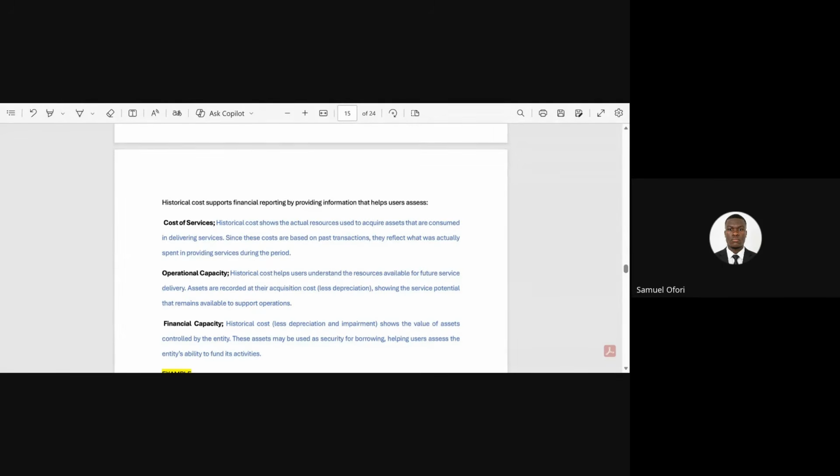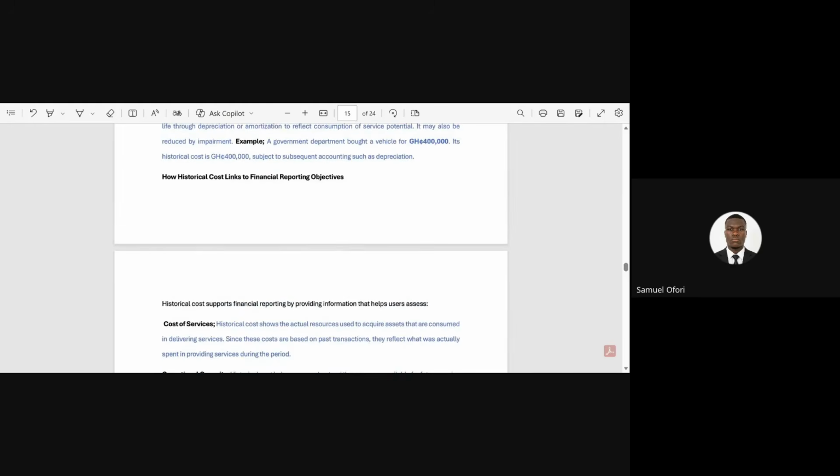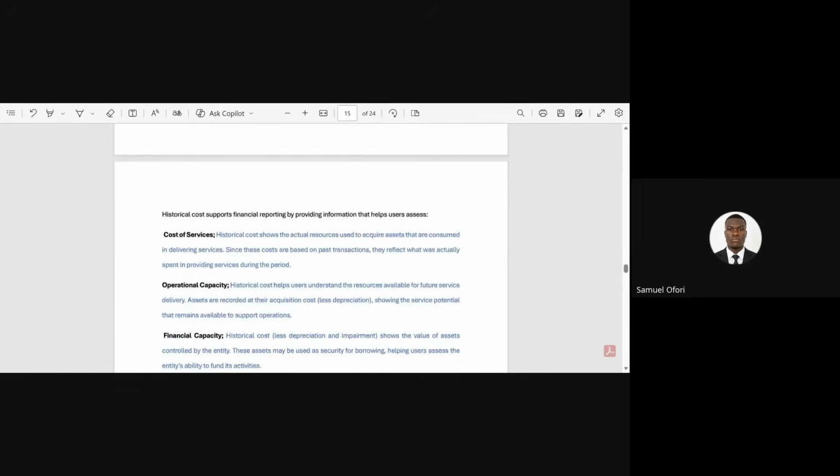Okay. And also, you having the ambulance will let people know that, oh, you have the ability to fund your activities, right? So these are what we are talking about. You are linking these three objectives to the measurement. The measurement. Okay. Thank you very much.